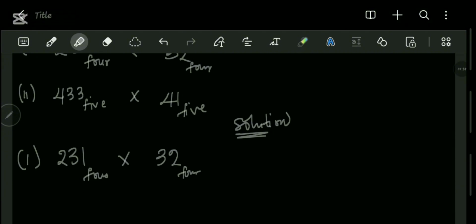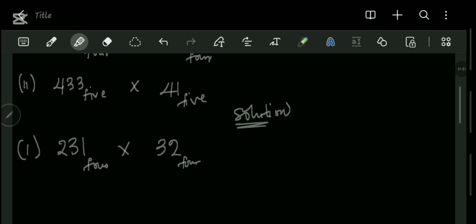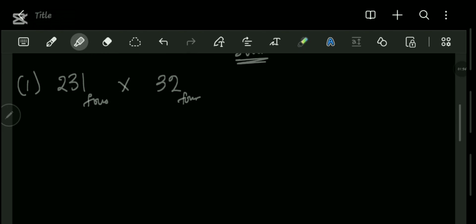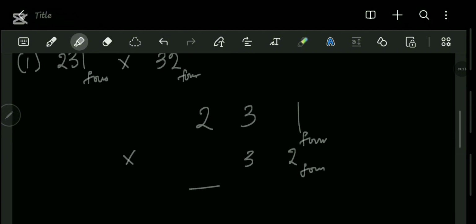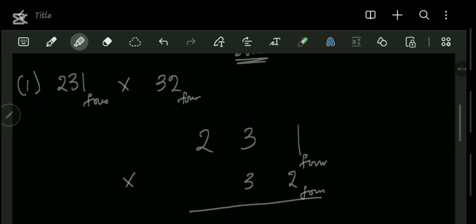And if you find this kind of question in an objective exam, that is multiple choice questions, you don't have to stress yourself that way, right? Here's what you have to do. If you rearrange these numbers the way you multiply numbers in rows and columns, you have 2, 3, 1. This number is in base 4, and you are multiplying it by 32 also in base 4. Alright, so I want you to pay close attention to this video.